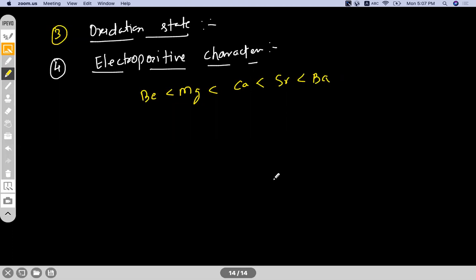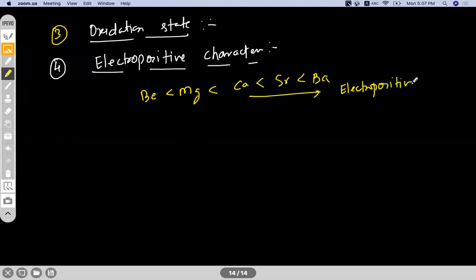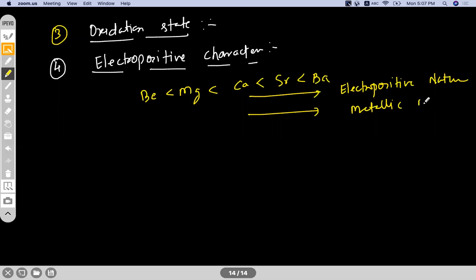Electropositive character. And the same thing we have for metallic character. Electropositive nature, and also we have this for metallic nature. Okay, both increase down the group because ionization energy decreases. Okay.